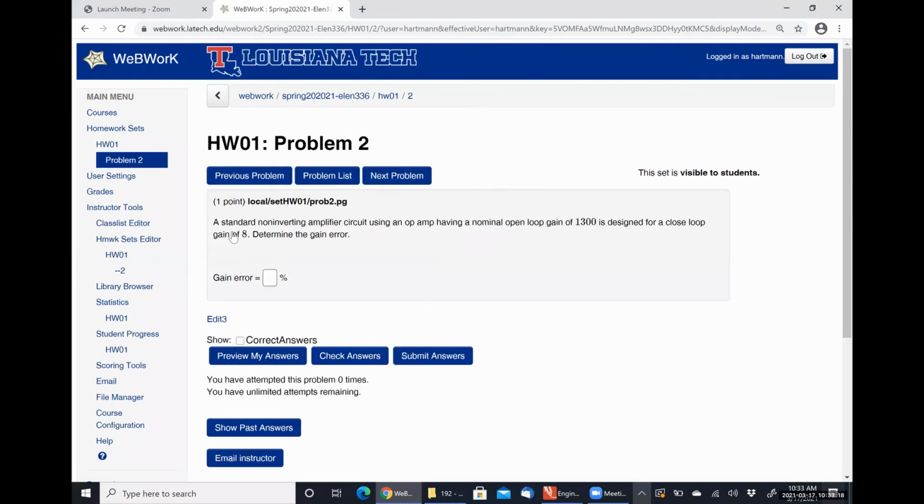Problem 2, I don't know, can you divide 8 by 1300 and then multiply by 100? If so, you've got the answer to this problem.